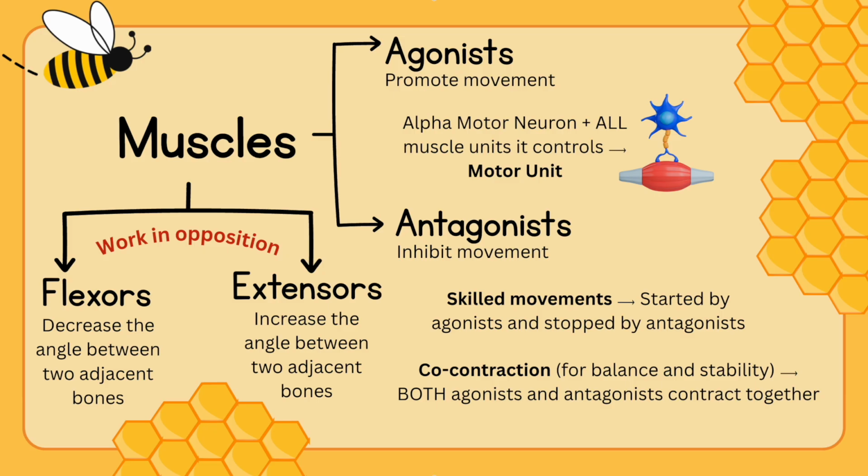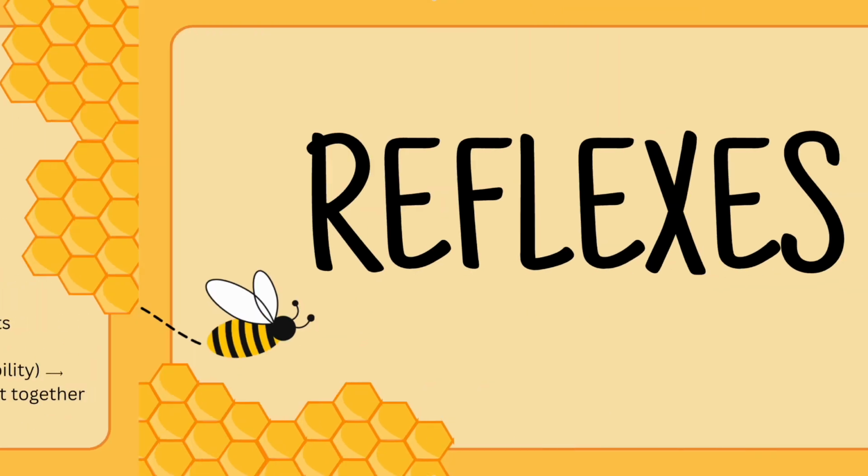So the neuron that connects to muscle cells, which are also called muscle units, are called alpha motor neurons. And when you consider an alpha motor neuron and all the muscle units it controls, because some of them control multiple at once, you call that a motor unit. So that's kind of leading into the neuroscience part of things.